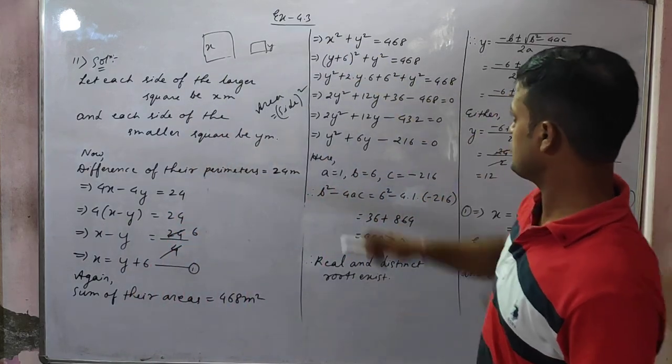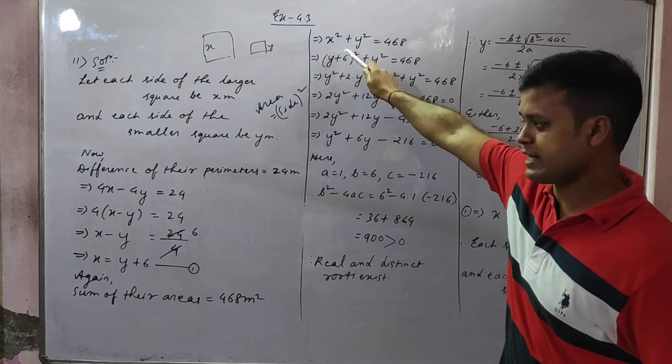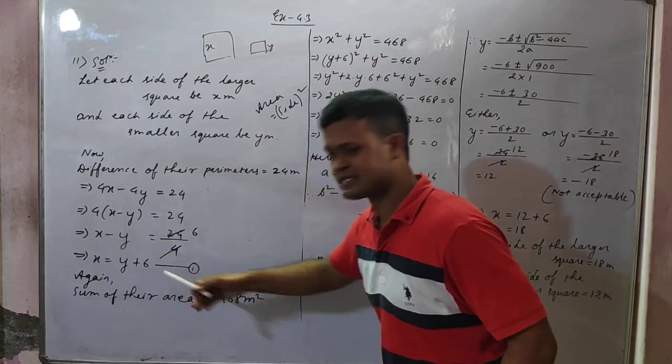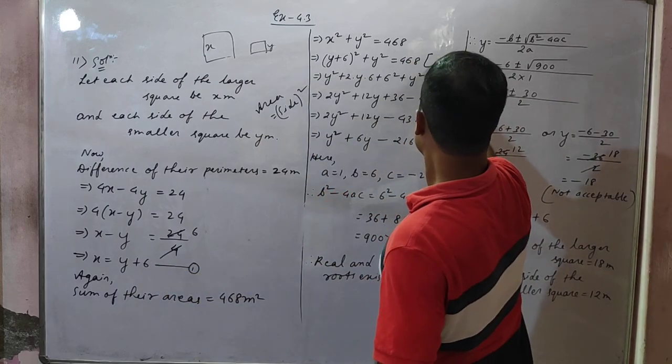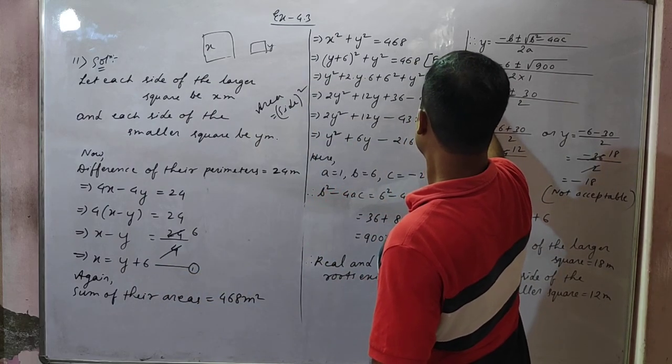In place of x, what can you put? In place of x, you can put y plus 6, isn't it? What is the value of x here? y plus 6, from equation 1 you will write here.